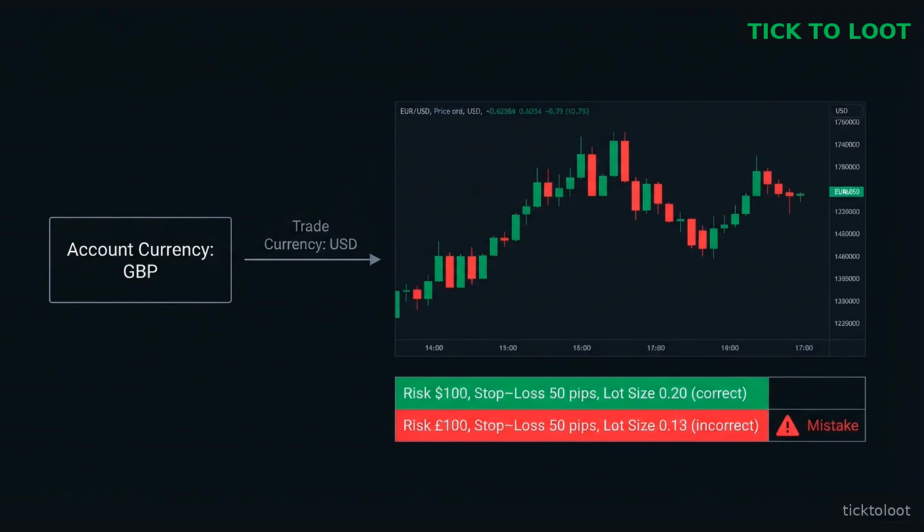To avoid this, always double-check that the risk amount you enter matches your account's currency, or use a conversion tool to translate pounds to dollars before feeding the number into the automation. Consistency in units is as essential as consistency in risk percentage, and it keeps your trading plan reliable.